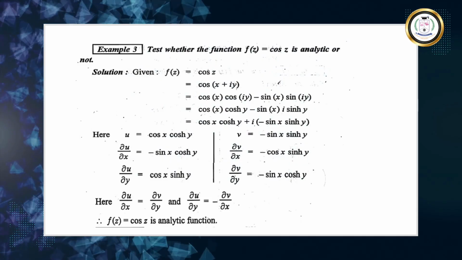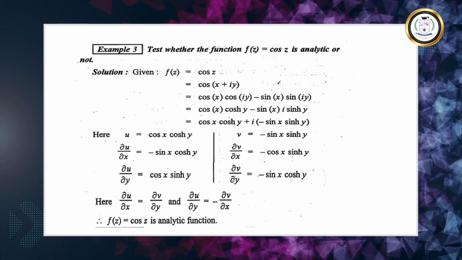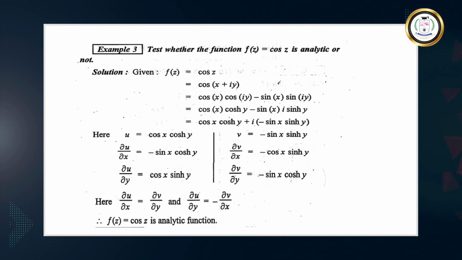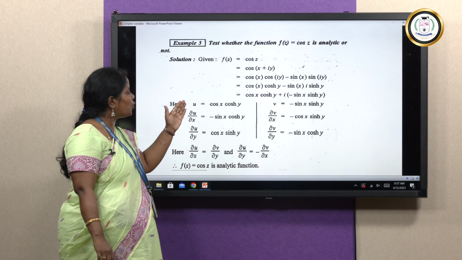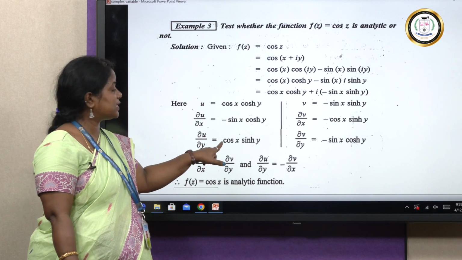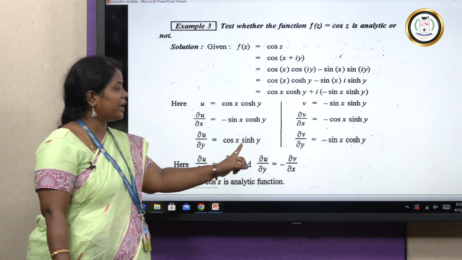Partial differentiation with respect to x, we will get minus sin x, cosh y will be constant. So, we will get minus sin x into cosh y. Then ∂u/∂y. Partial differentiation of u with respect to y, cos x will become a constant, so cos x will be as it is. Cosh y differentiation is sinh y.